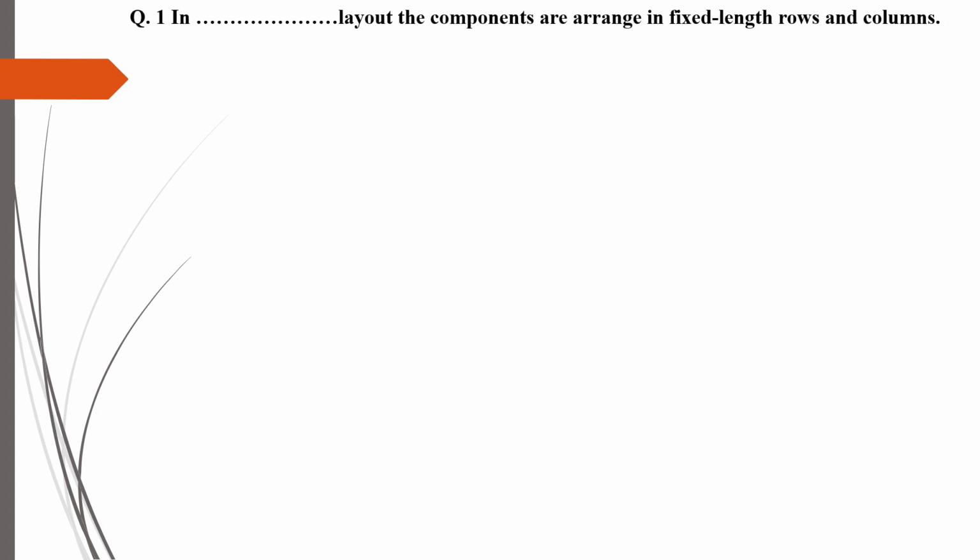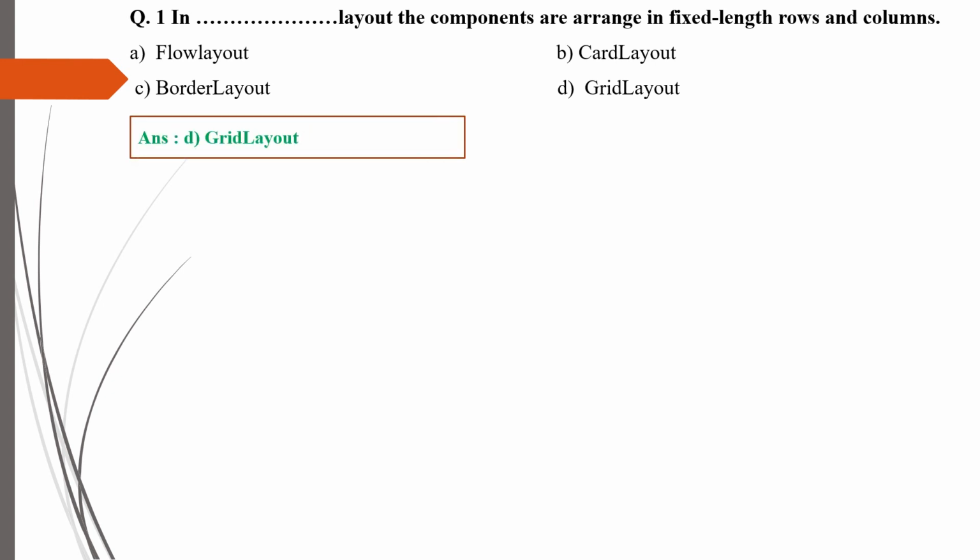Next we have some MCQs. The first MCQ is: in dash dash layout the components are arranged in fixed length rows and columns. The options are FlowLayout, CardLayout, BorderLayout and GridLayout. The answer to this question is GridLayout. In GridLayout the components are arranged in fixed length rows and columns.